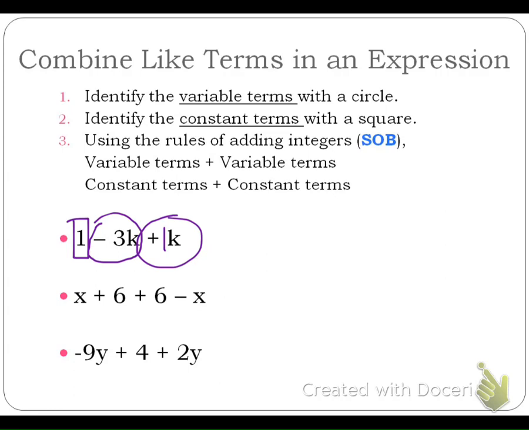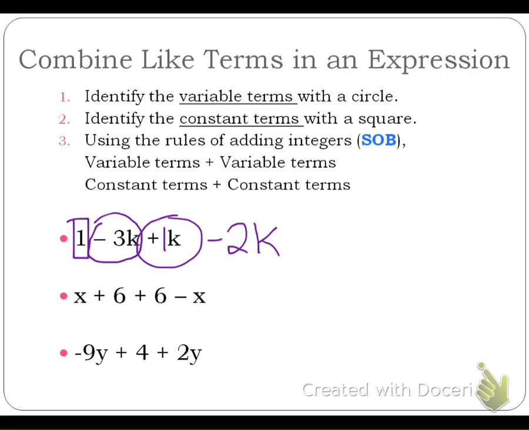Remember, when you combine like terms, you use the integer rule of SOB. So we have a negative 3 and a positive 1. Those are opposite signs, so we have to subtract. 3 minus 1 is 2, but the bigger sign wins. So negative 2k.